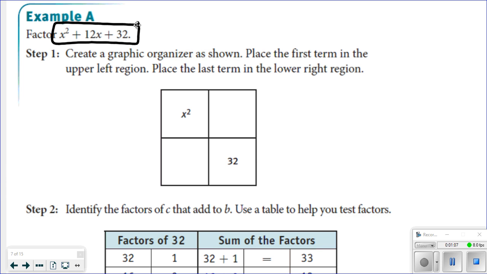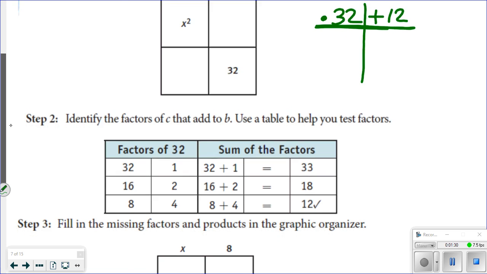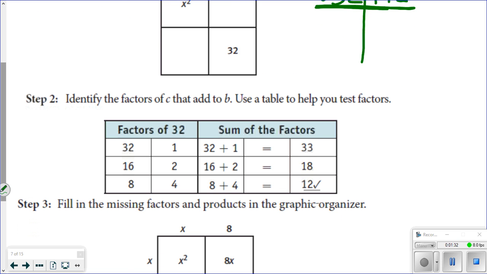So we need to look for numbers that multiply to get 32, which is my constant term, my c value, and that have a sum or add to get that middle x term. It's called b, and that would be 12 in this case. Okay, so step 2 shows you different factors of c that add up to b.